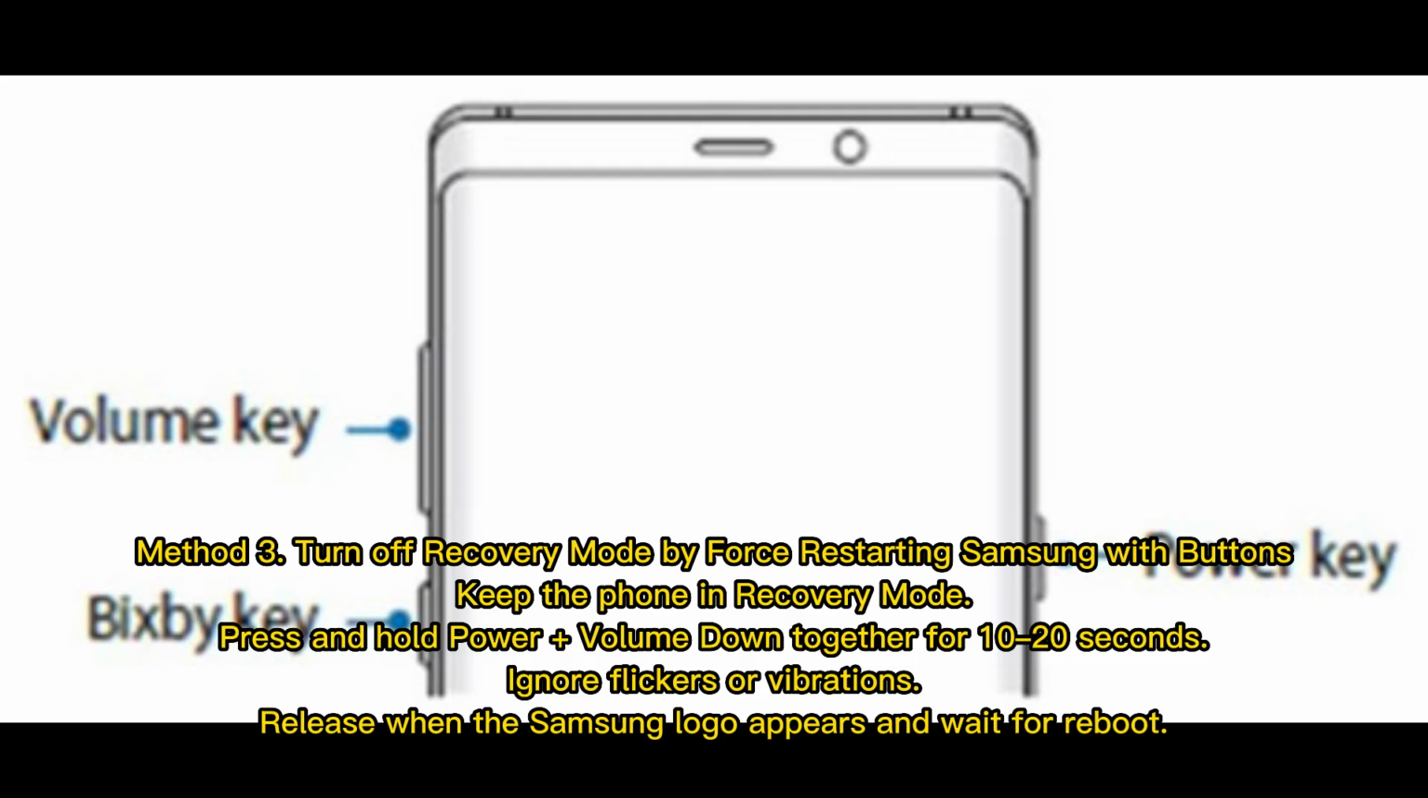Method 3. Turn off recovery mode by force restarting Samsung with buttons. Keep the phone in recovery mode. Press and hold power plus volume down together for 10 to 20 seconds. Ignore flickers or vibrations. Release when the Samsung logo appears and wait for reboot.